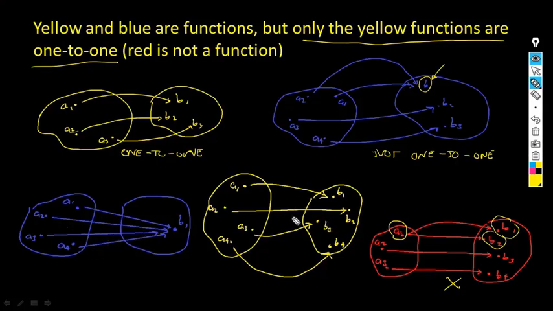And this is one-to-one because every output in here is associated with only one input. For b1 we have only a1. For b2 only a2. For b3 only a3. And for b4 only a4. So that's the meaning, pictorially, of what a one-to-one function means.